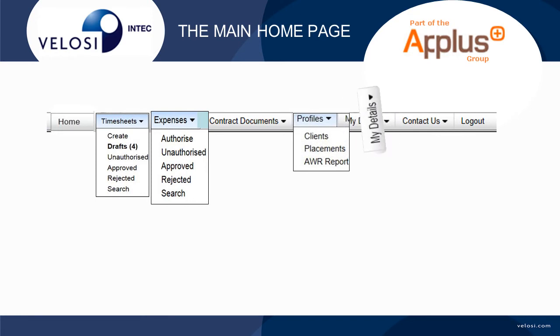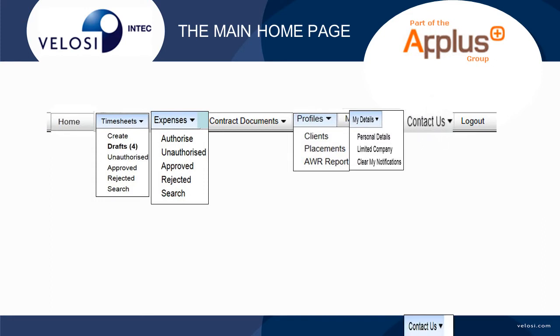My Details is where you can update your contact details, your password, and your limited company details. Contact Us is where you will get our contact details and where you can access any forms you may require. The main use of InTime is to submit timesheets and expenses, and also to check on their approval status.